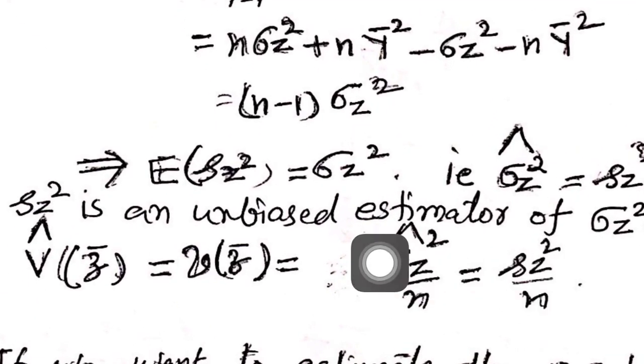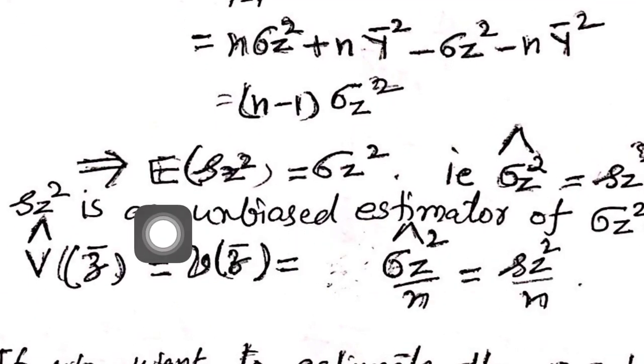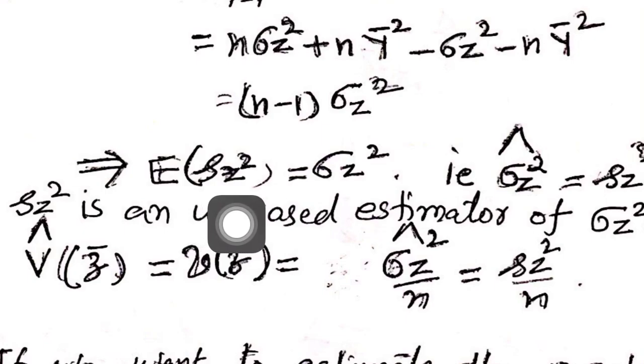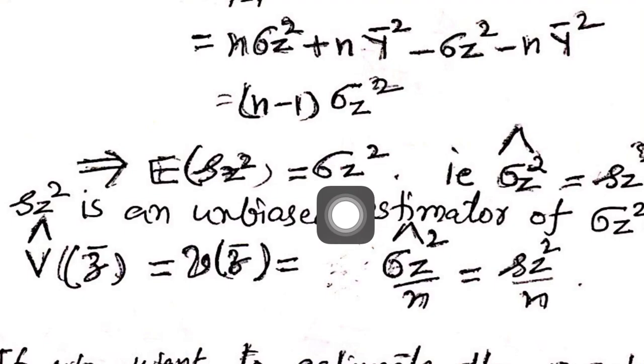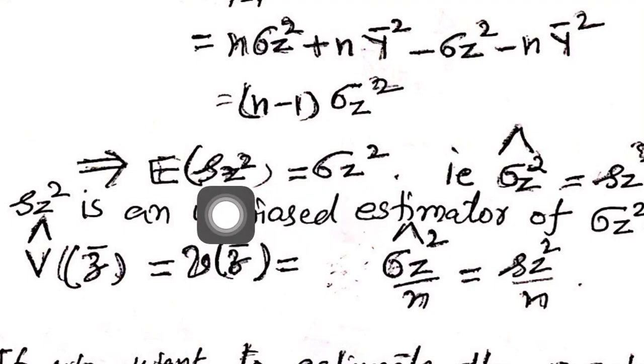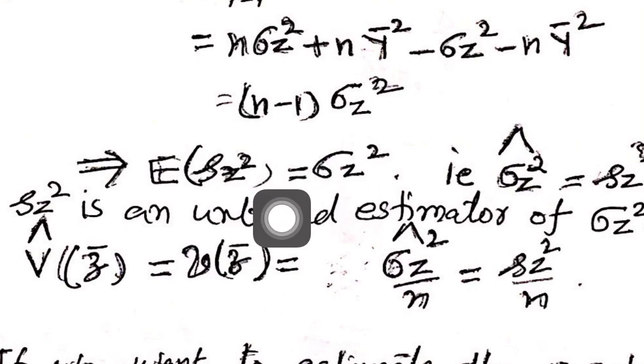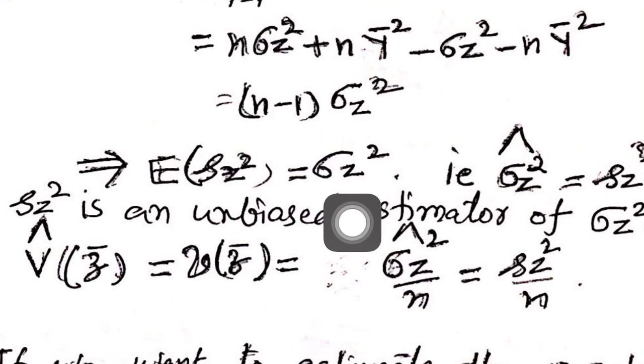Okay, and what does this expression mean? This expression means that the parameter sigma z square can be unbiasedly estimated by the statistic s z square, because expectation of the statistic equals the parameter, and this means that this statistic is unbiased for sigma z square.